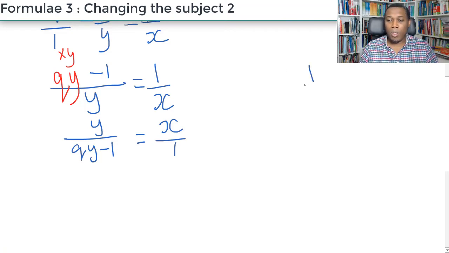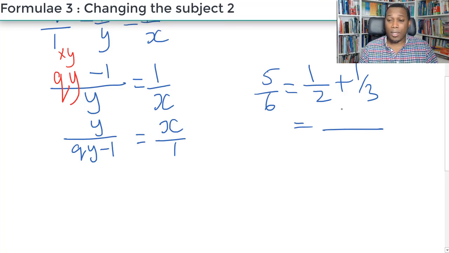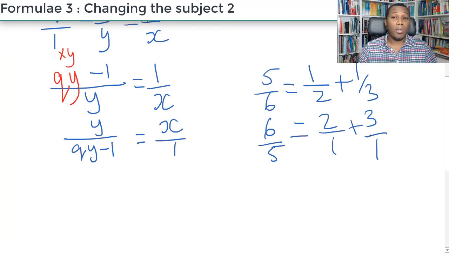If I have 1/2 plus 1/3, that's 5 on 6. If I don't do the combination, this is the idea I was trying to get at you. If I just invert everything, I will be saying 6 on 5 is 2 on 1 plus 3 on 1. Well, that's not true at all. You can quickly work out 2 on 1 plus 3 on 1 is 5. And well, it's not true.